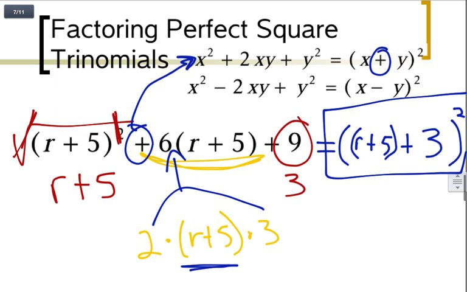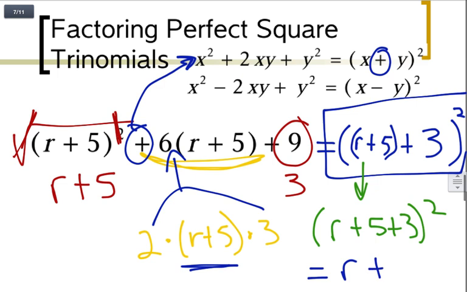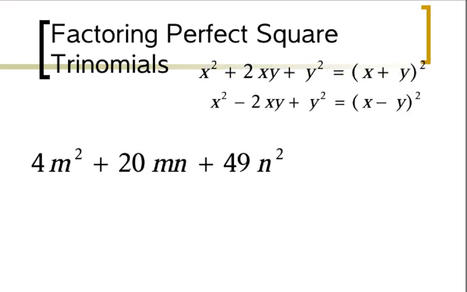Now I do actually want to reduce the answer a little bit more, because the r plus 5 doesn't actually need to be in parentheses. It's really just r plus 5 plus 3 squared, which means your answer is actually r plus 8 squared. Okay? So this is, again, a much quicker method than using magic x, as long as you can follow: square root the first number, square root the last number.